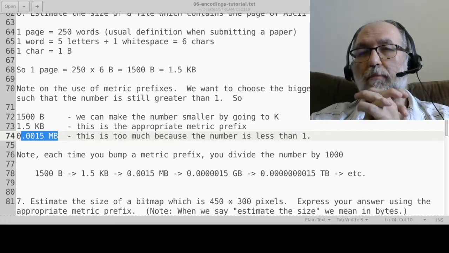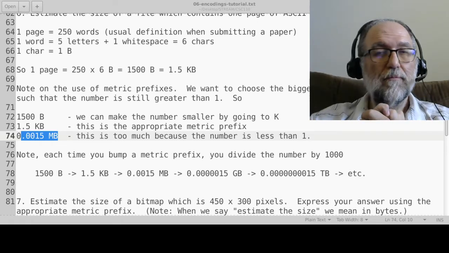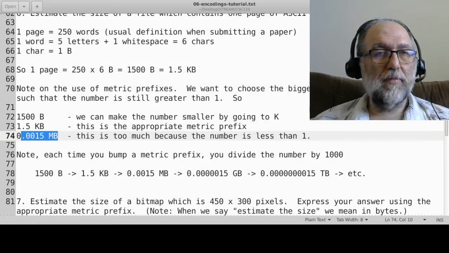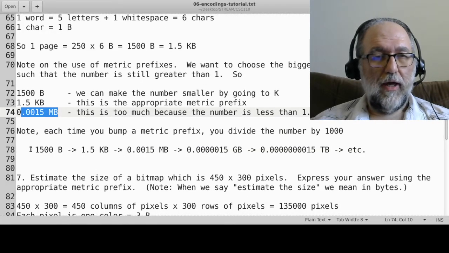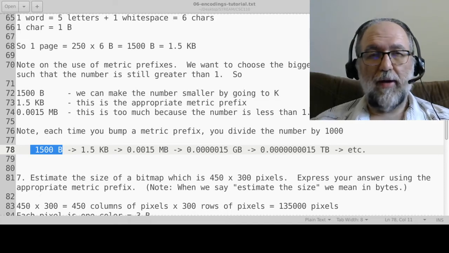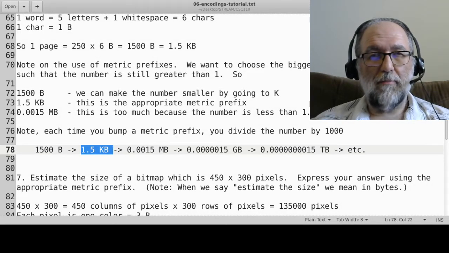So you want to keep doing that until your number is bigger than 1 but less than 1,000. Basically, that's the way to do this. All right, so here's an example. Like you have 1,500 bytes, like in this problem. If you divide by 1,000, you get 1.5 kilobytes.